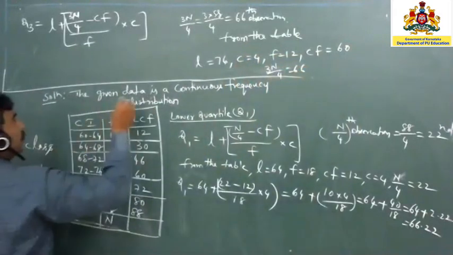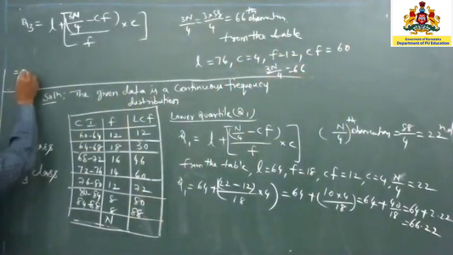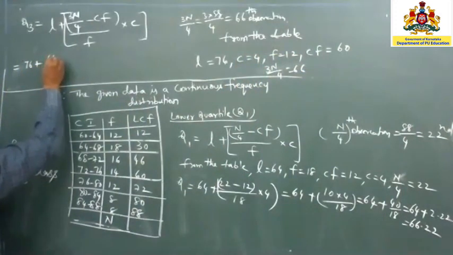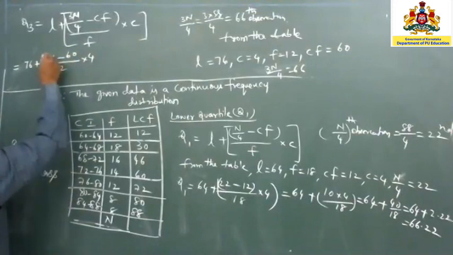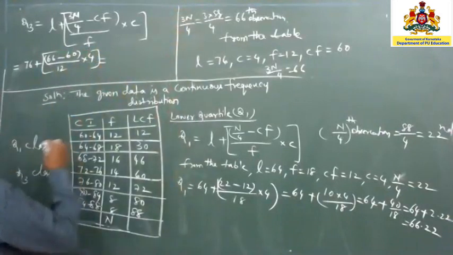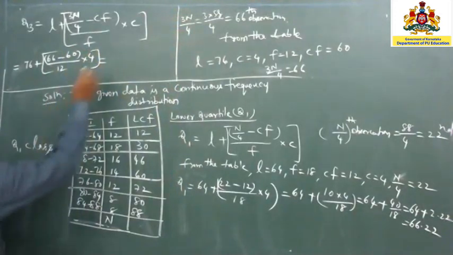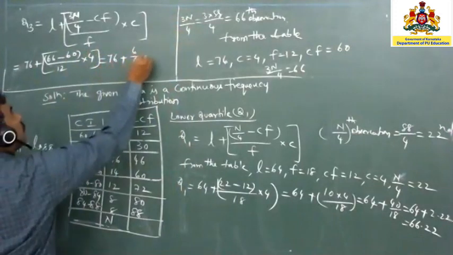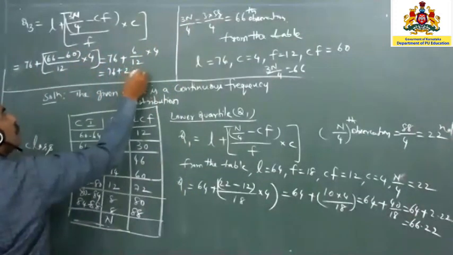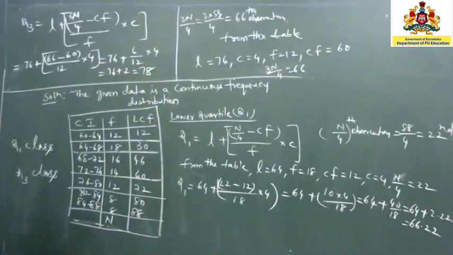Substitute the values: L is 76 plus 66 minus CF 60 by F 12 into 4, equal to 76 plus 6 by 12 into 4. 24 by 12 is 2, so 78.